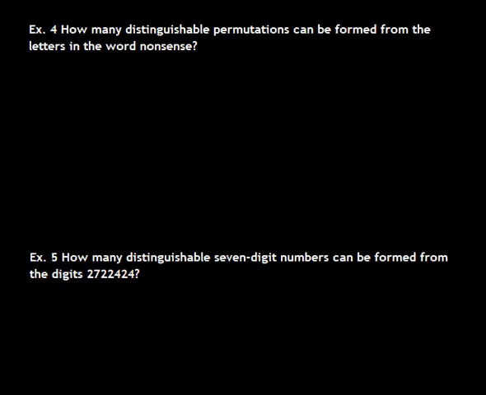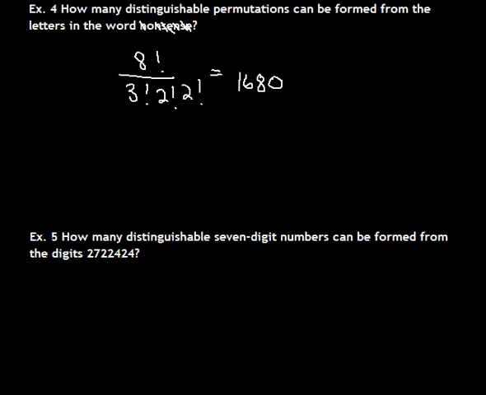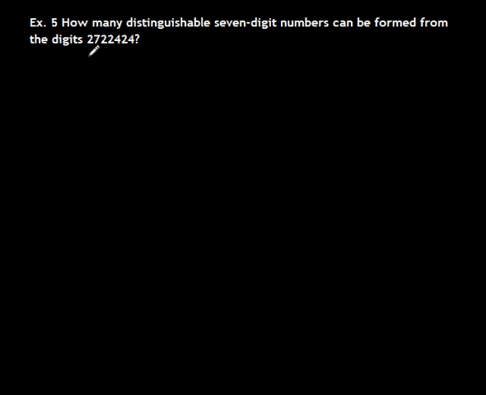And the last, there's another one. How many distinguishable permutations can be formed from the letters in the word nonsense? So we count the number of letters, 1, 2, 3, 4, 5, 6, 7, 8. And we have our repeating. We have 3 n's, so that would be 3 factorial. 1, 2, 3. We have 2 s's, and it looks like we have 2 e's. And then we would just either use the methods I used previously or just put it in your calculator, and we get 1,680 different combinations.